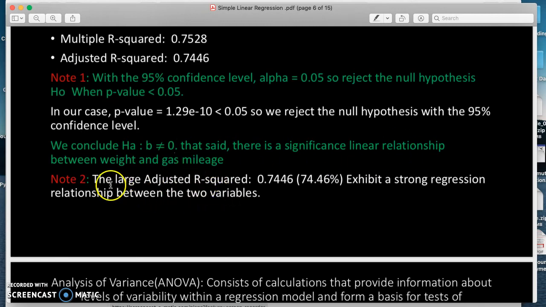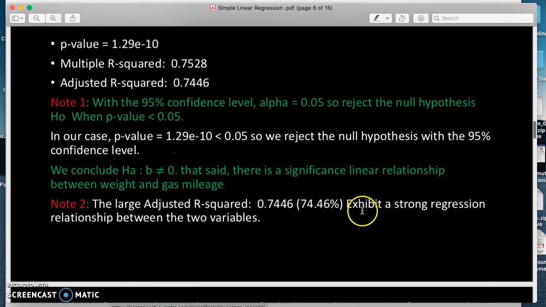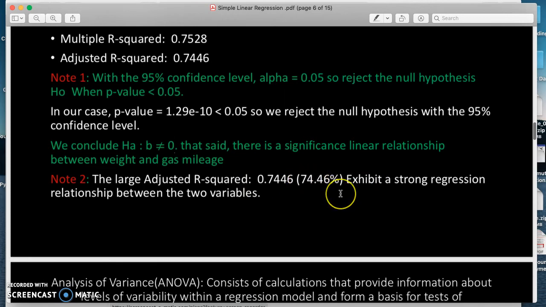And you can also use the adjusted R-squared. The larger the better. So the adjusted R-squared gives us 0.74, which is 74.46%. This exhibits a strong regression relationship between the two variables. So there's a very strong relationship between the two. And if you check the correlation coefficient, we see that it's going to be a negative number and a very high number, so it also emphasizes this.